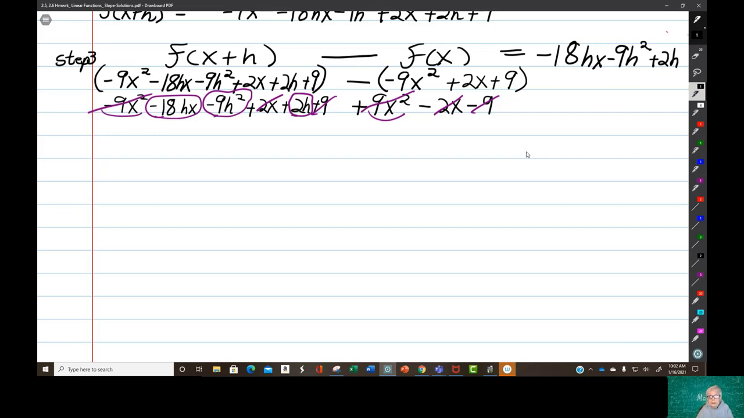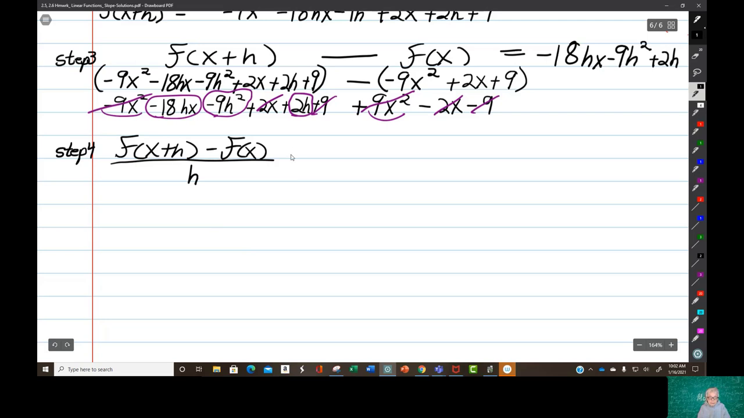One more step. f of x plus h minus f of x over h. We know what this is now. Negative 18hx minus 9h squared plus 2h, and I divide all three terms, everything here, by h. Divide by h, divide by h, divide by h.